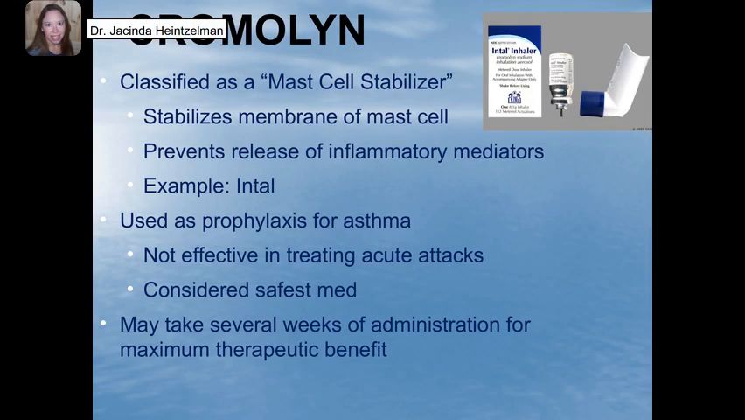We've talked about cromolyn already. Now we're going to be using it for our patient that has asthma. Cromolyn, remember, is a mast cell stabilizer. It's working directly on that mast cell in order to prevent the release of those inflammatory mediators. So why would we use it for asthma? Well, it's going to be used prophylactically in order to prevent asthma attacks. It's not going to be effective in treating those acute asthma attacks.